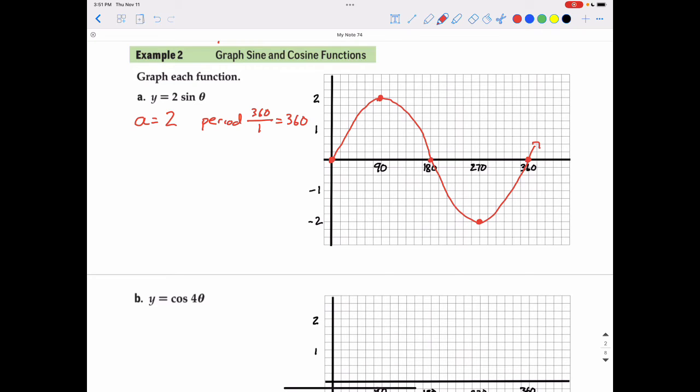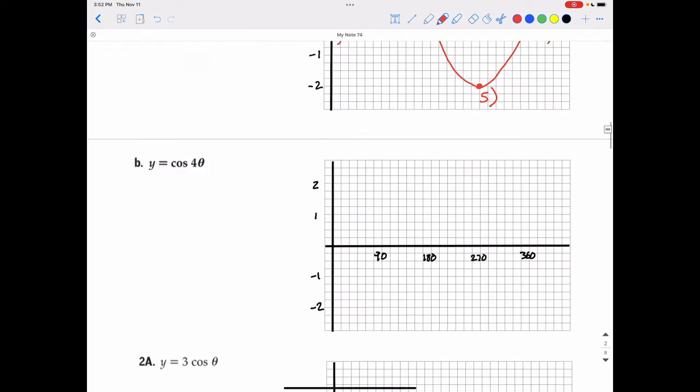So one full period is 360 degrees. The first thing I graphed was the starting point. The second thing I graphed was the ending point. Third thing I graphed was the midpoint. The midpoint between the starting and the ending point was 180, and the sine graph is going to cross the x-axis again at 180. And then I graphed the quarter points, the halfway between the halfway mark. That would be the fourth point I graphed, and this would be the fifth point I graphed. The fourth point was the highest value, and the fifth point was the lowest value.